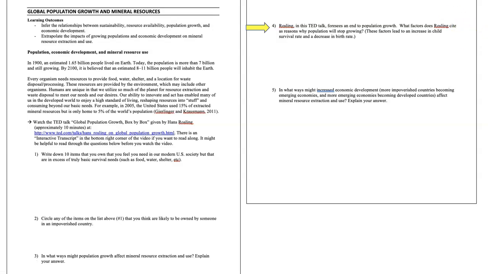So what it's asking you is what factors will lead to those results? And then finally, in what ways might increased economic development, which means more impoverished countries becoming more emerging economies, and emerging economies moving into being more developed countries, how is that going to affect mineral resource extraction and use? So these are questions that you should think about. Put down an answer that makes sense to you. You can do a little research if you want.